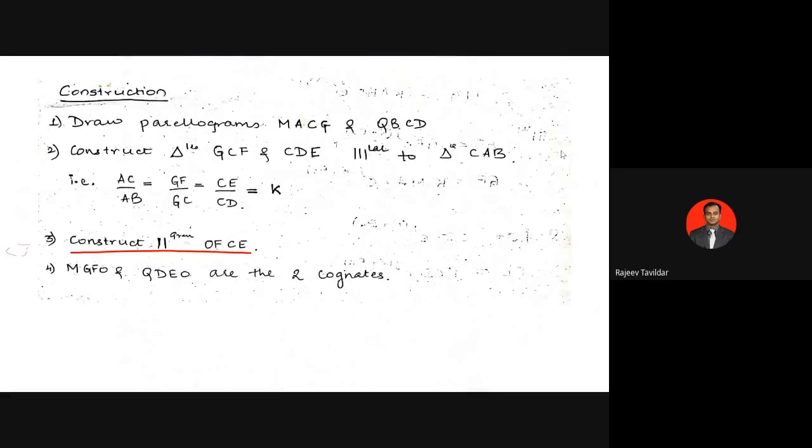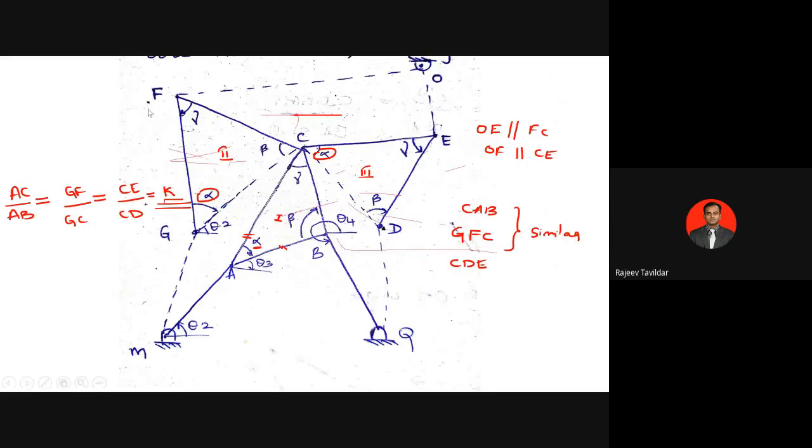Once these constructions are done, they have written here that MGFO and QDEO are the two possible cognates, which we have already seen. MGFO is our second mechanism and QDEO is our third mechanism. Is it clear?